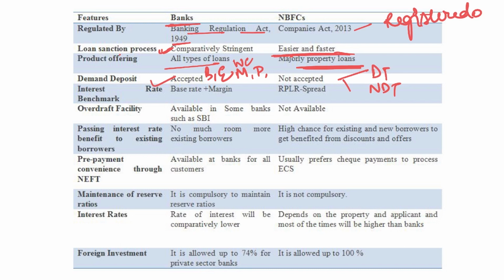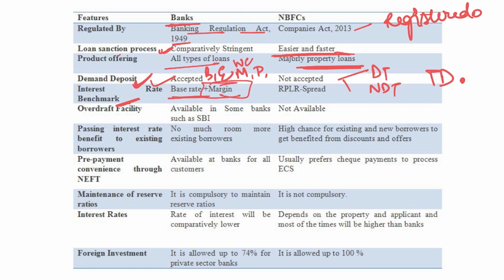What we are talking about here is the demand deposit. No NBFC is allowed to take demand deposits. They are only allowed to take term deposits. Yeah. So the interest rate benchmark for banks is the base rate plus margin, whatever the spread is. There are many ways in which the interest rate benchmark is set by RBI, so that is another topic which we will discuss later. But as of now, it is whatever the base rate is prevailing, plus whatever margin the banks want to keep.